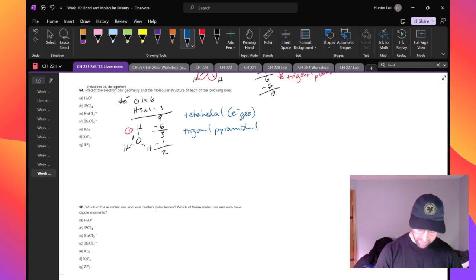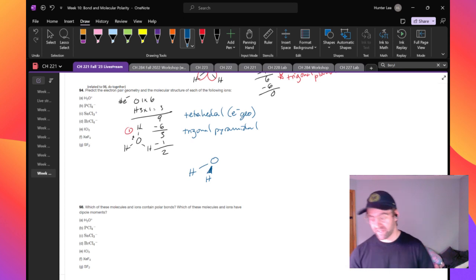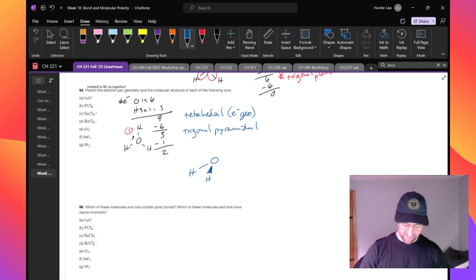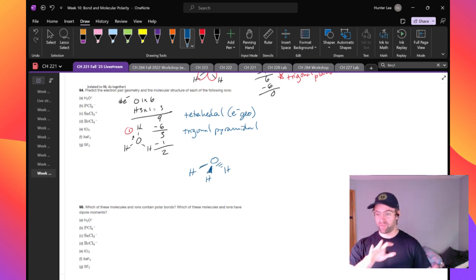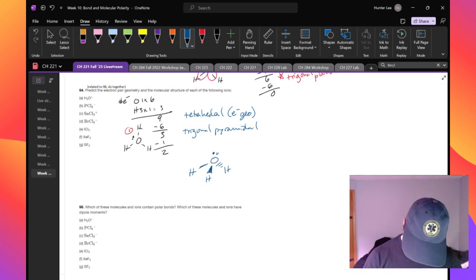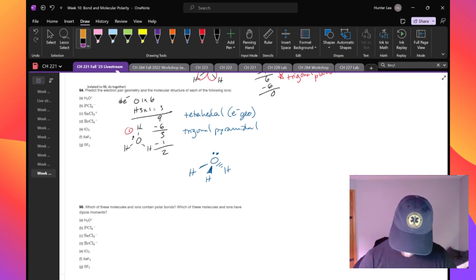So trigonal pyramid, I'm going to draw this a little bit differently. Wedges like this are off the plane of the paper, so that's angled towards us, and dashes are into the plane of the paper, away from us, and a line is on the plane of the paper. We have our lone pair also on the plane of the paper. So this is why we say this has a pyramid.